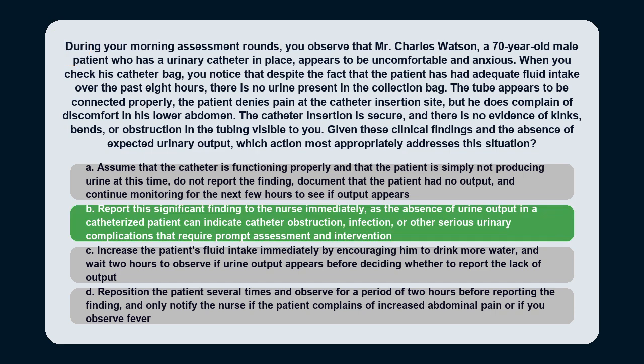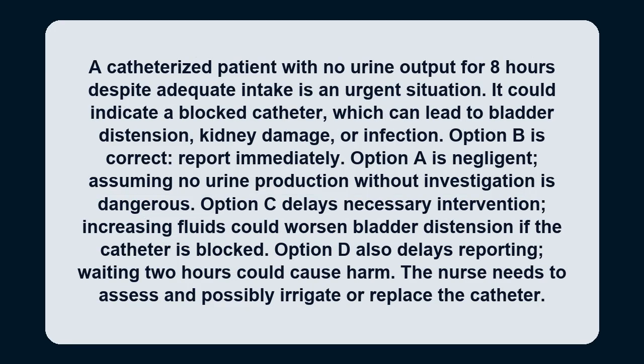The answer is B. A catheterized patient with no urine output for 8 hours despite adequate intake is an urgent situation. It could indicate a blocked catheter, which can lead to bladder distension, kidney damage, or infection. Option B is correct. Report immediately. Option A is negligent. Assuming no urine production without investigation is dangerous.